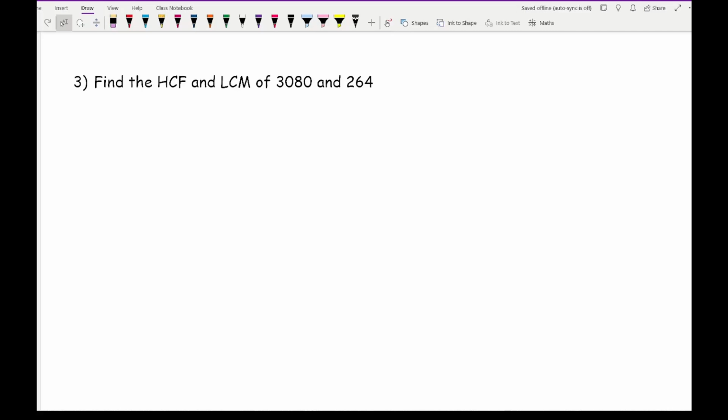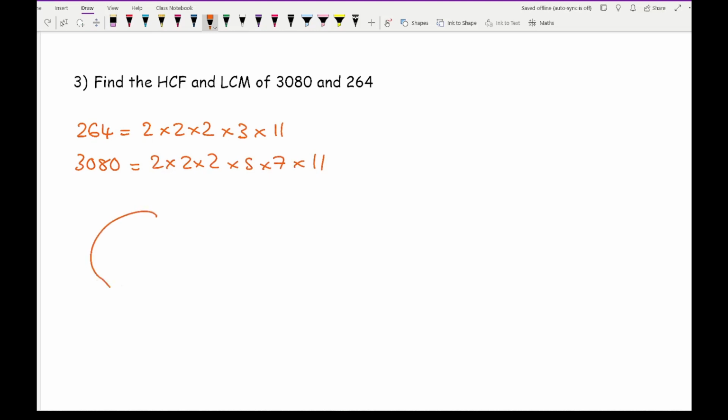So it says find the HCF and the LCM of 3080 and 264. So again, the first thing I want to do is to write each number as a product of their primes. So again, I'll save a bit of time just by using the calculator and writing that up. So here I get 2 times 2 times 2 times 3 times 11, and then 3080, I should have 2 times 2 times 2 times 5 times 7 times 11.